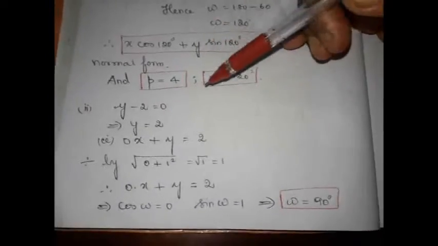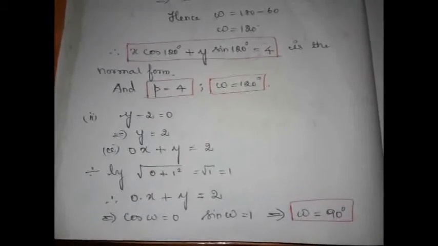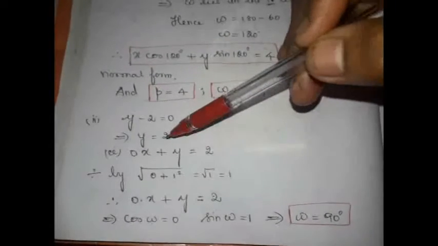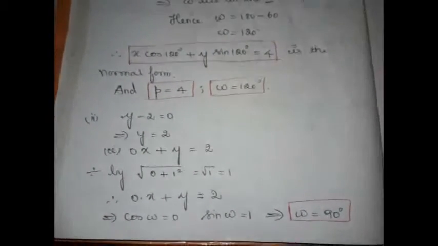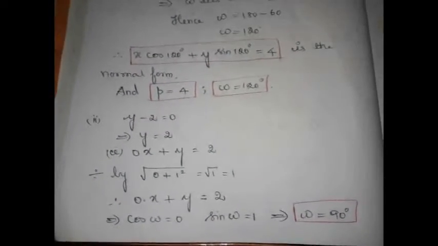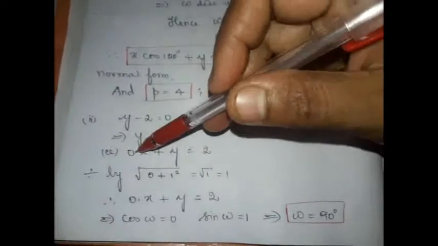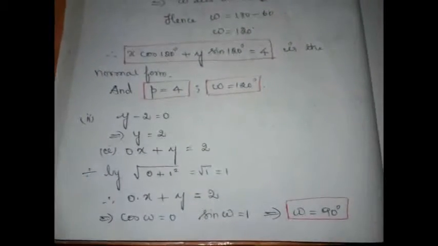Hope you understood. I have solved one more problem for you. The second subdivision, y minus 2 equals 0. Which means the first step is what? You have to bring the constant to the other side, so it is 2. Now it is positive only, so we don't want to multiply or divide by a minus sign. So leave it. Now we don't have an x coefficient, so I can replace it as 0x plus y equals 2.